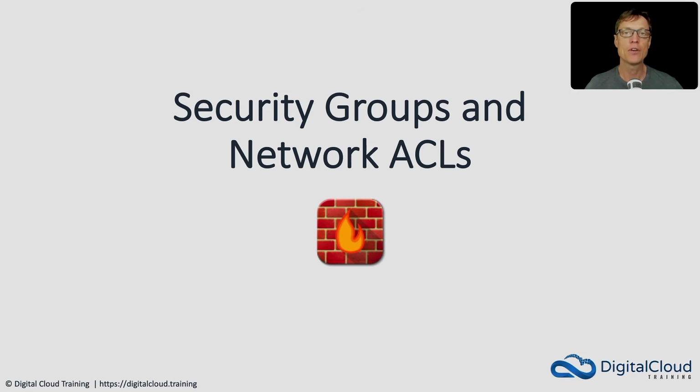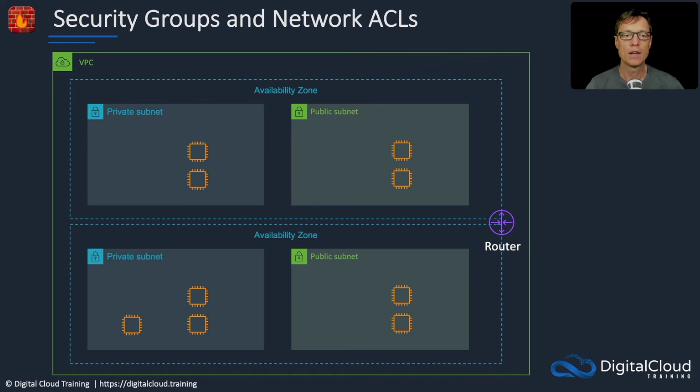Hi guys, security groups and network access control lists, ACLs, are two different types of firewall that we can apply in our AWS environment. So let's have a look at how they work. Here we have a VPC with two availability zones, and we've got a couple of public and private subnets. And we've got a few EC2 instances that have been launched into different public subnets and private subnets. So let's see how we can control traffic.